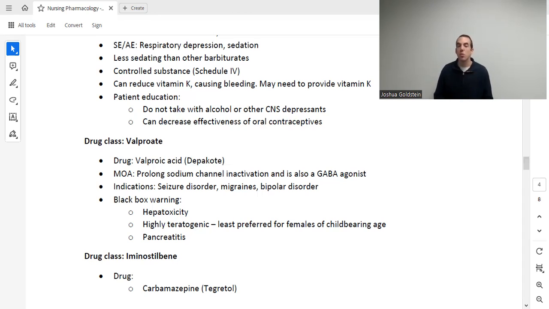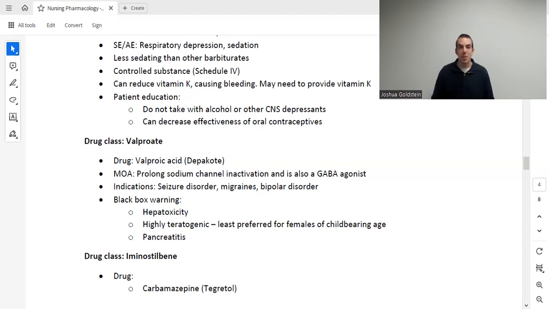Highly teratogenic, what labs would you assess prior to giving this drug? Well, AST, ALT, we already said that. Plus, you would want to check an HCG to make sure the patient's not pregnant before starting this medication. Finally, pancreatitis, a lot of signs and symptoms here that you would look out for. And there's a few labs as well, such as amylase and lipase, that you would assess for pancreatitis adverse effect of this medication.